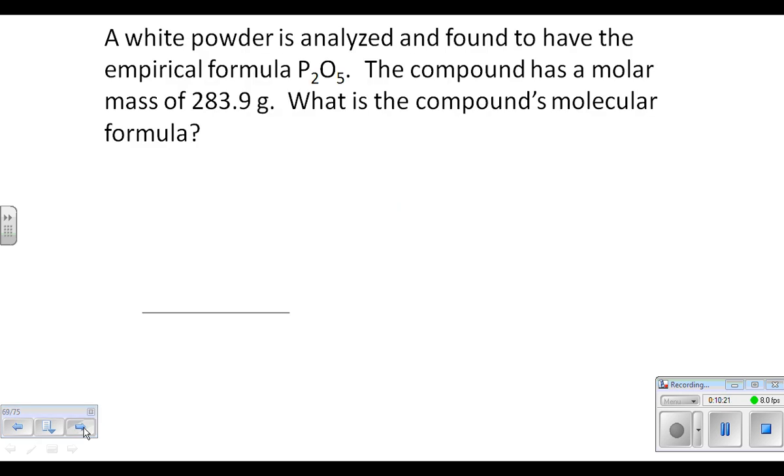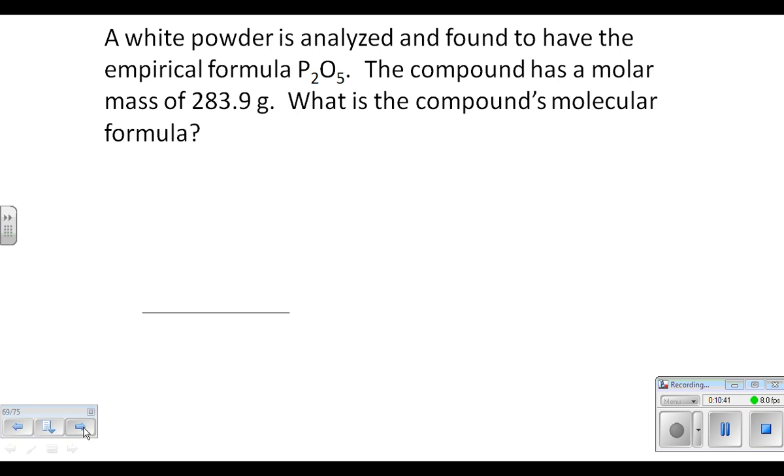So let's do an example. We have a white powder and it's analyzed and found to have the empirical formula of P2O5. Okay, so the compound has a molar mass or molecular mass of 283.9 grams. So what is the compound's molecular formula?